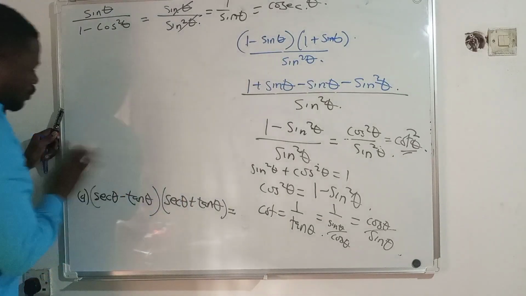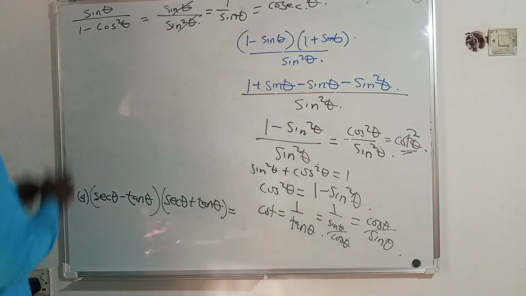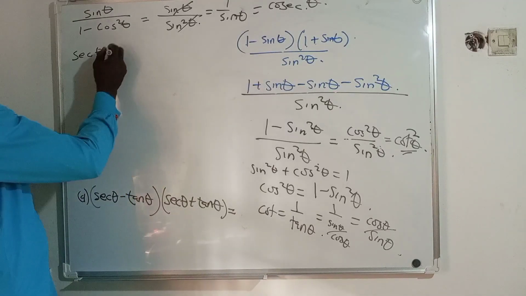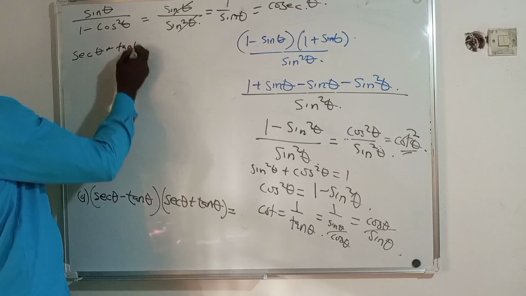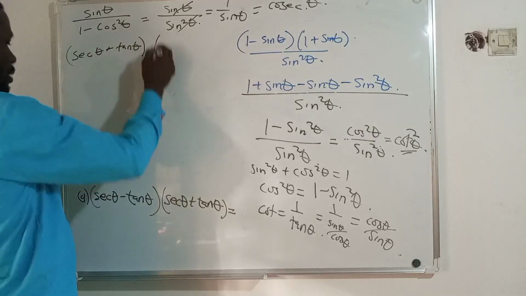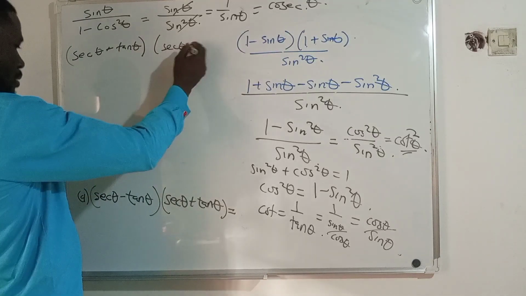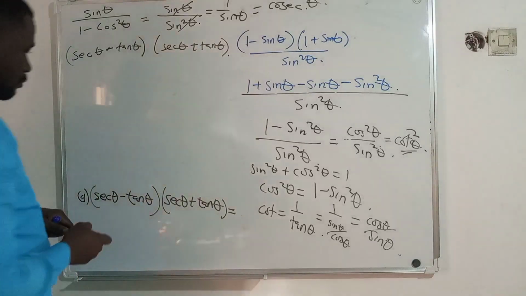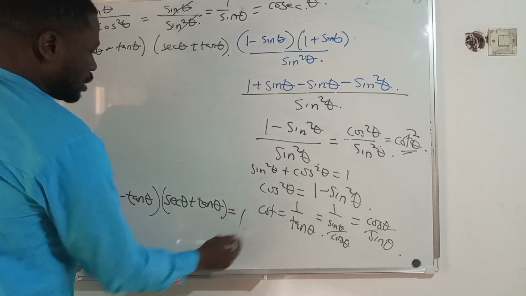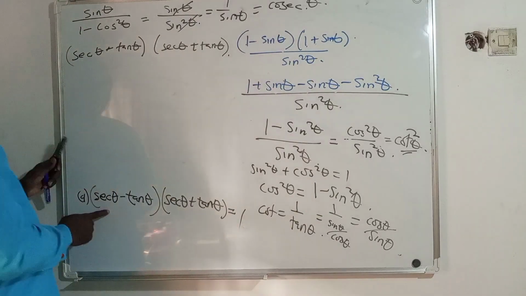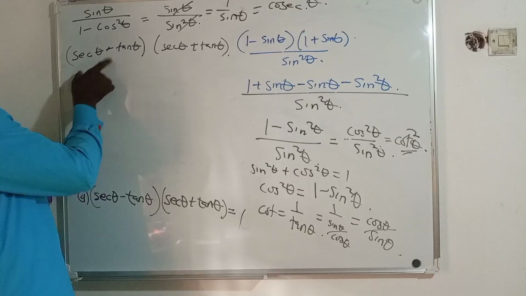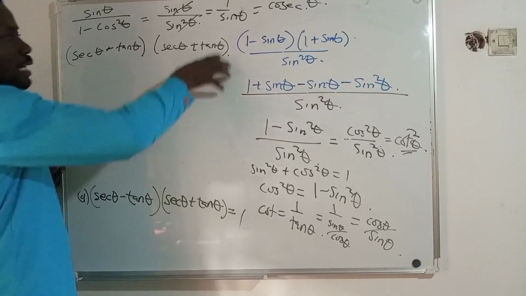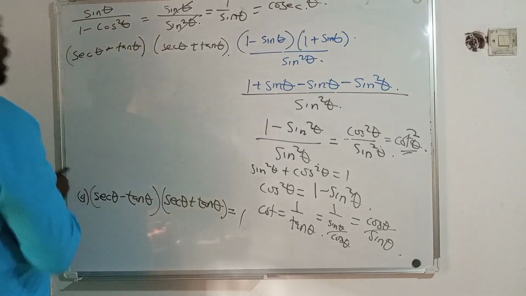Now the final question is sec theta minus tan theta, sec theta plus tan theta is equal to 1. We are asked to show that sec theta minus tan theta multiplying sec theta plus tan theta will be equal to 1. How do we go about that?